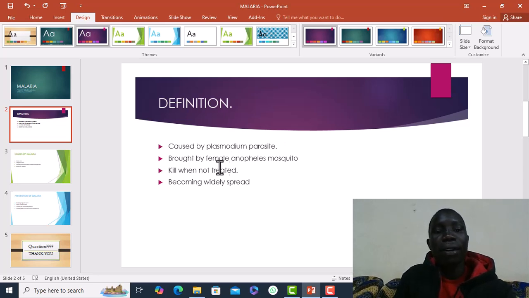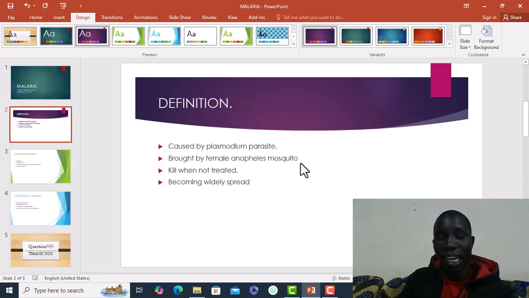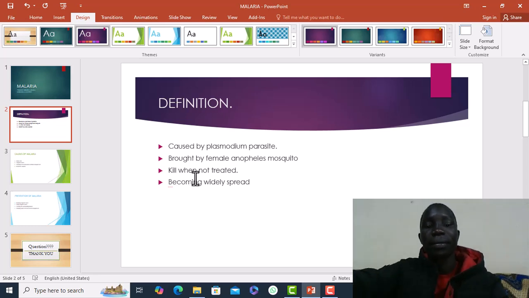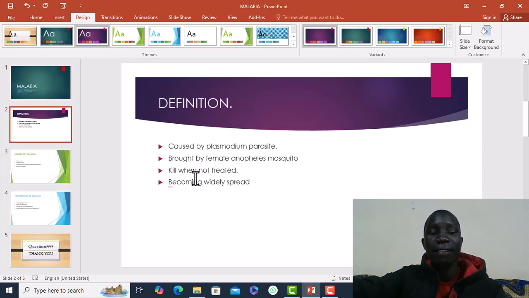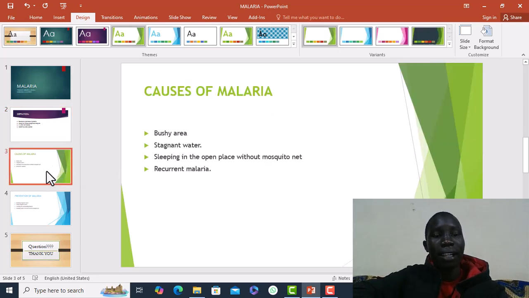The parasites are carried by the female Anopheles mosquito. It is the female one that carries the Plasmodium parasite. If malaria is not treated, it kills. It becomes more severe, reduces your body immunity, and eventually can be fatal. This malaria parasite is becoming widely spread to different areas, but there are causes that can result in malaria, some of which I have outlined here.